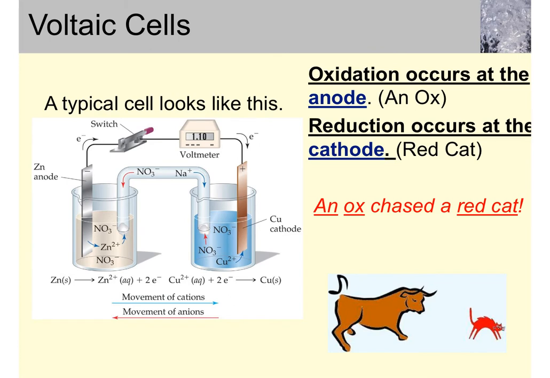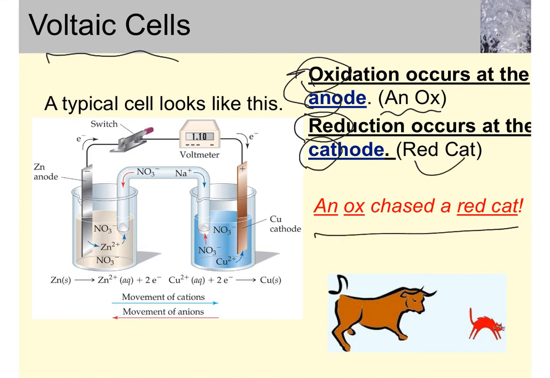Just as I used a mnemonic, a memory trick, for what's oxidized and what's reduced, LEO says GER, I continue to use mnemonics throughout the redox chapter. If we are talking about a spontaneous redox reaction or a voltaic cell, oxidation will always occur at the anode. Okay, so an ox. Reduction will always occur at the cathode. Okay, red cat. So an ox chased a red cat. If you can get that visual into your head, the nice red cat here, you will remember what happens where.